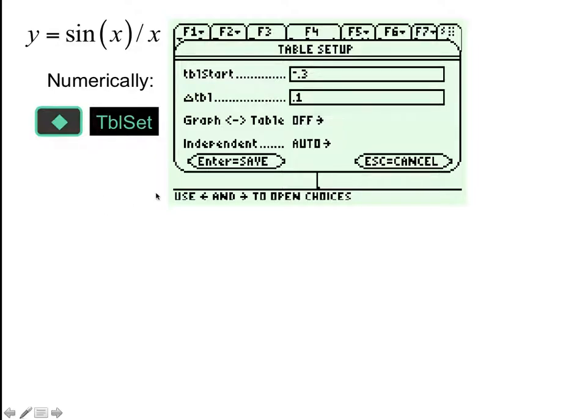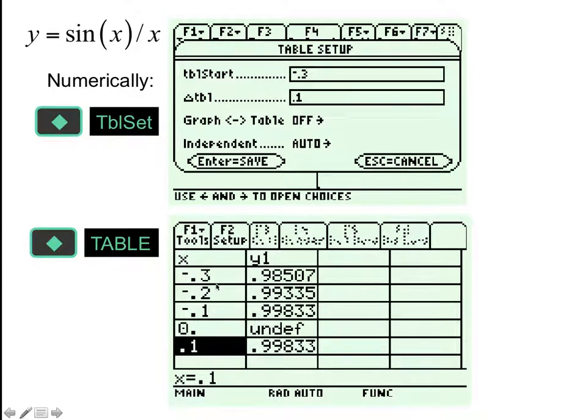So let's look at this numerically. Let's take your calculator and hit your table set, and let's start our table at negative 0.3. Let's have our table values go up by 0.1, and let's take a look at your table. We notice that negative 0.3, negative 0.2, negative 0.1, as we're approaching x equals 0 from the smaller values, we're getting really close to 1. And as we're approaching x equals 0 from the larger values, again, we're getting really close to 1.